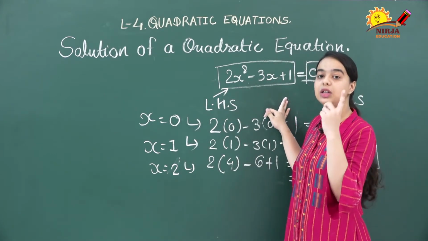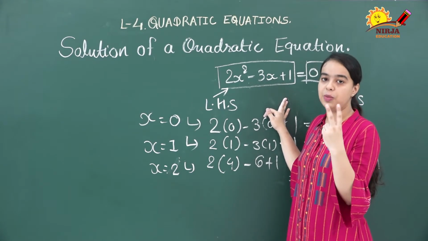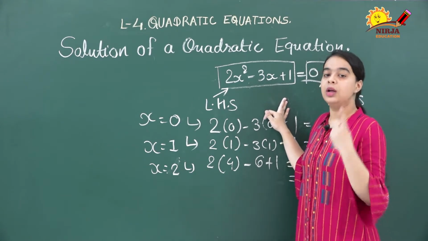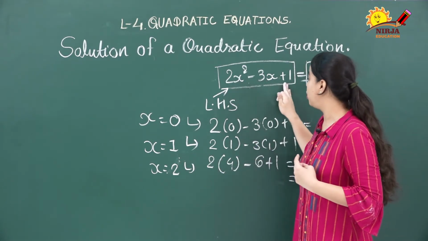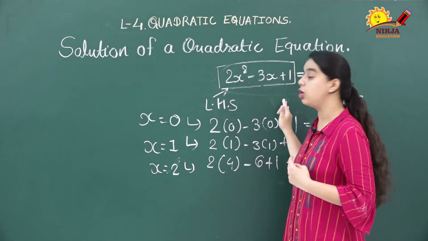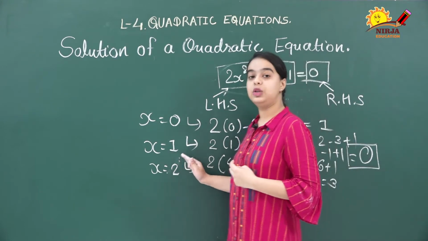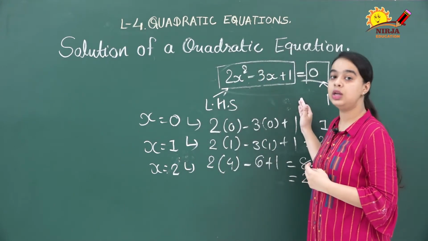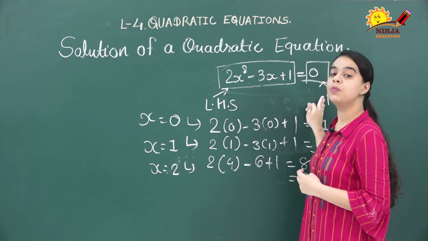If you remember the concept of zeros which we have discussed in our second chapter, polynomial, right? Zeros of polynomial. For putting x is equal to 1, I am getting this polynomial as 0. So for this particular polynomial, I can consider the zero of the polynomial is 1. So we can say x is equal to 1 is the root of this equation. We can also say x is equal to 1 is the solution for this equation.